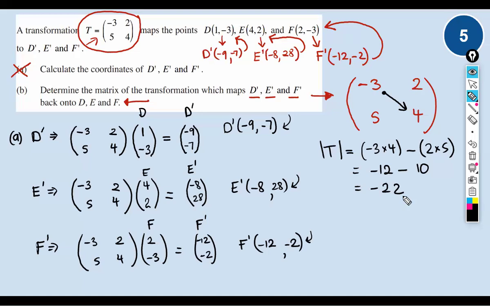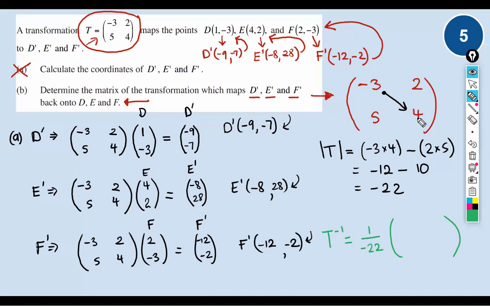Anybody got that for the determinant? Minus 22. I saw it came up quite a lot. But we're not finished. That is just the determinant. To find the inverse now, T inverse, whatever you get for the determinant, you throw it underneath a 1. So we throw the minus 22 underneath a 1.